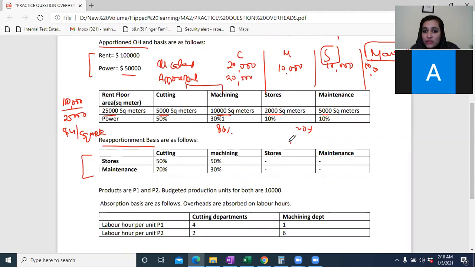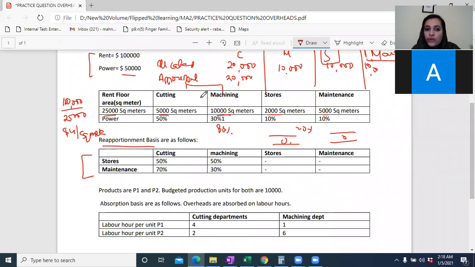So whatever the store department cost would be, or whatever the maintenance cost would be, you need to nil that cost, and then you need to charge it. How are you going to charge it? To cutting and machining department 50-50%. And then how are you going to charge the maintenance department cost? Like 70-30, you share it. So finally, the entire 2 lakh cost would be traced with the production cost centers, cutting and machining.